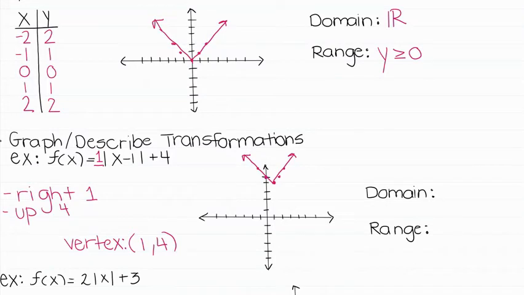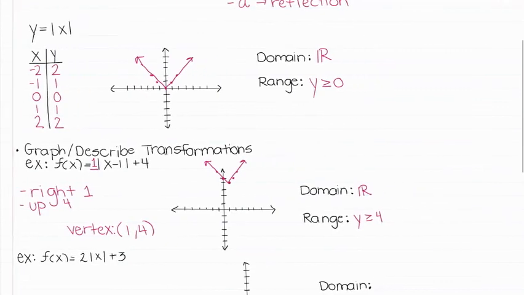The domain is always going to be all real numbers. That will not change, so that's kind of like a freebie. Your range is going to change based on where your vertex is. So in this case, your range would be y is greater than or equal to 4. And that would be it.